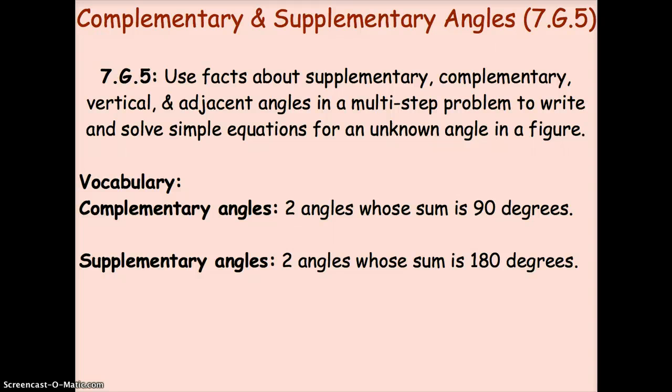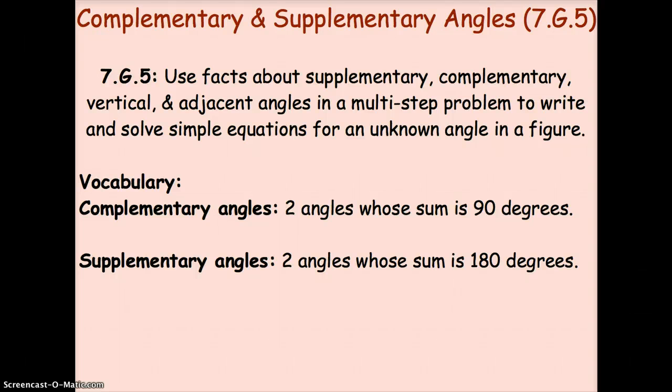Our Common Core standard is 7.G.5. Notice this is the same standard from the last set of notes. We're using what we used on the last set of notes, but we're adding more to it. So, our standard is use facts about supplementary, complementary, vertical, and adjacent angles in a multi-step problem to write and solve simple equations for an unknown angle in a figure.